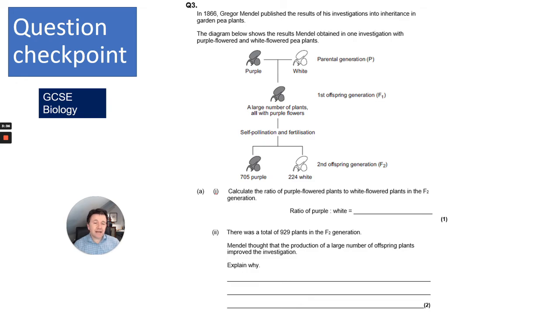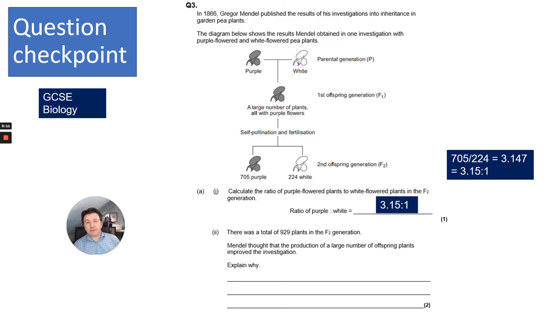First question, it says calculate the ratio of purple flowered plants to white flowered plants in the F2 generation. Now, you already know from what I've been saying that it's a 3-to-1 ratio. However, in the exam they actually want you to calculate it. So the key word is calculate. The answer is 3.15 to 1. So you take 705 and divide by 224. You can have 3.147 to 1, but it's best to round it up. If you were to put 3.14 to 1, it would be incorrect. So it's important you get that correctly shown in terms of the figures.